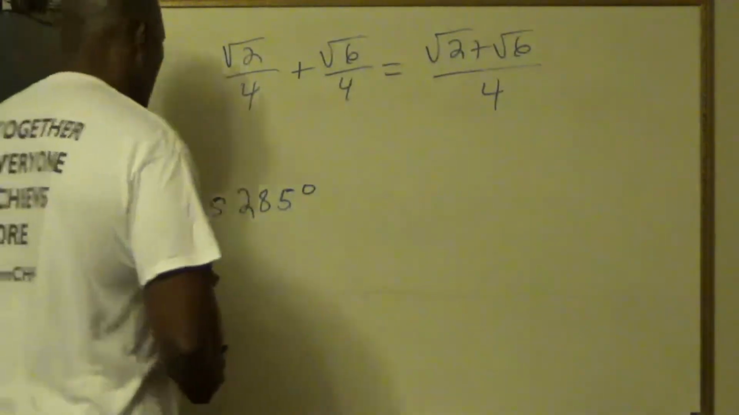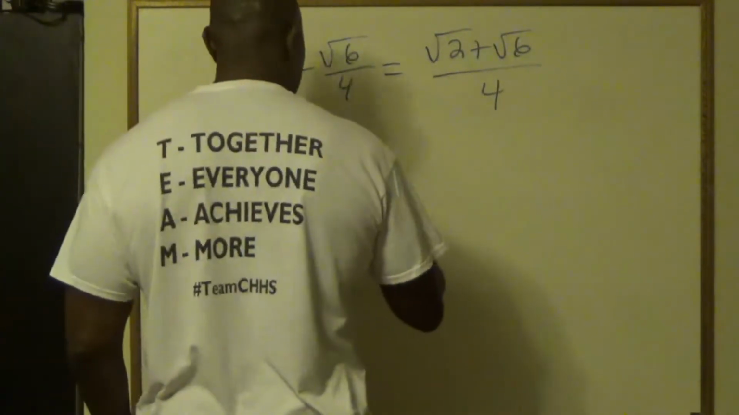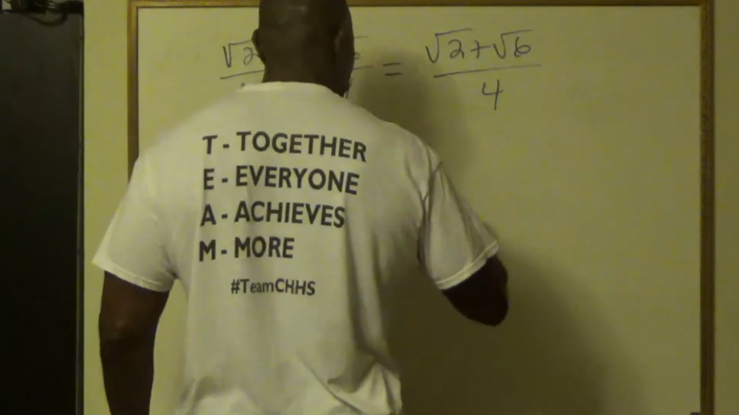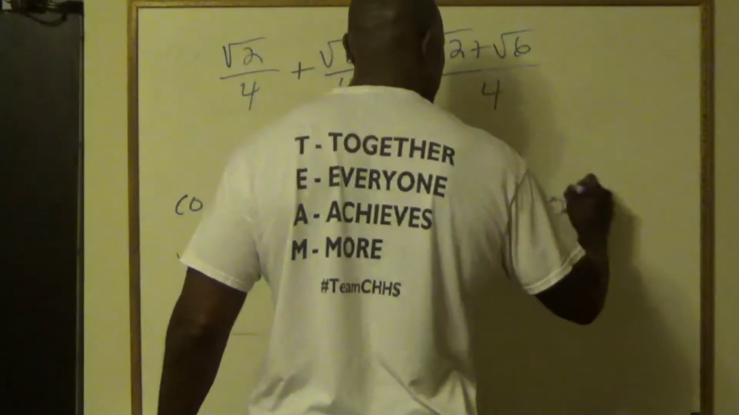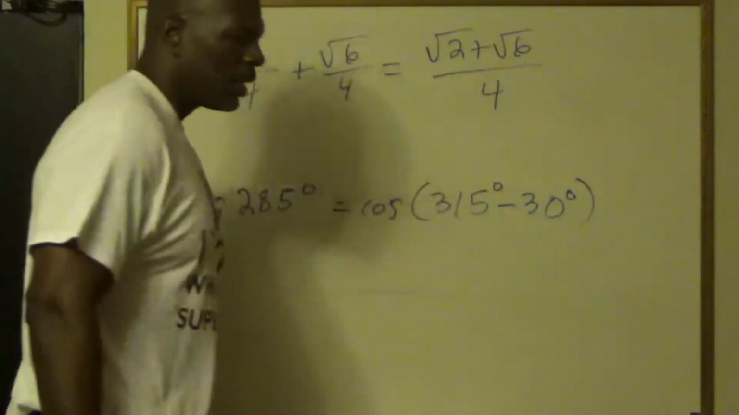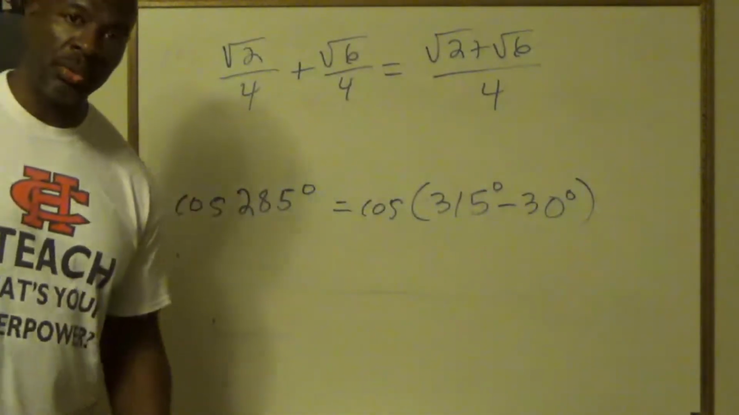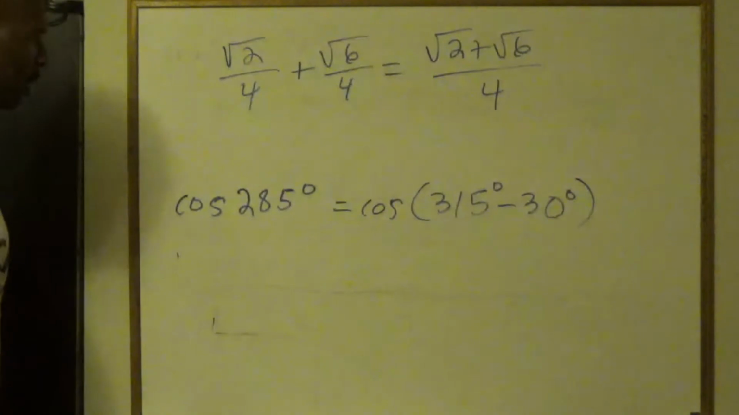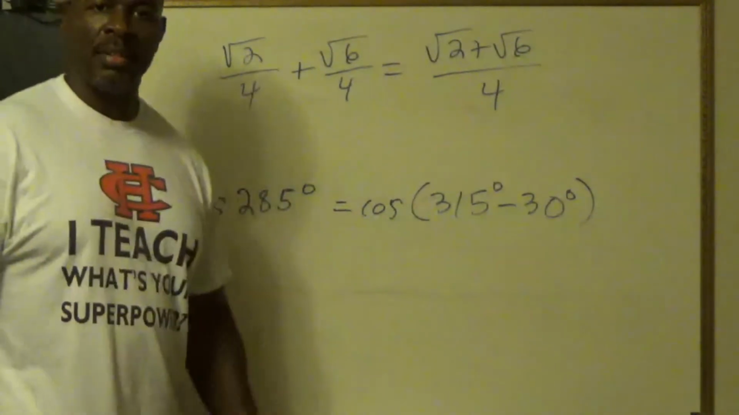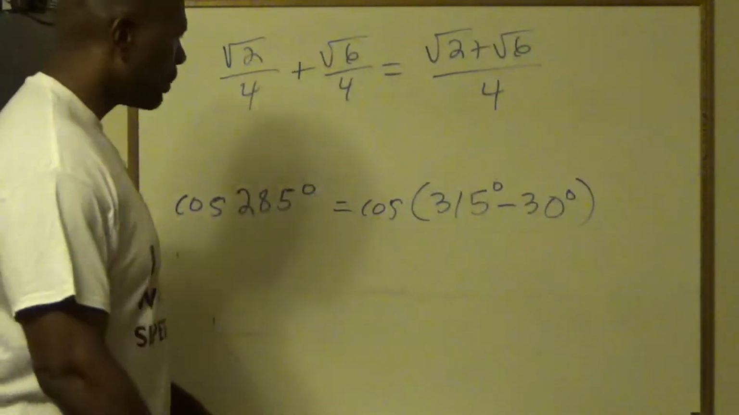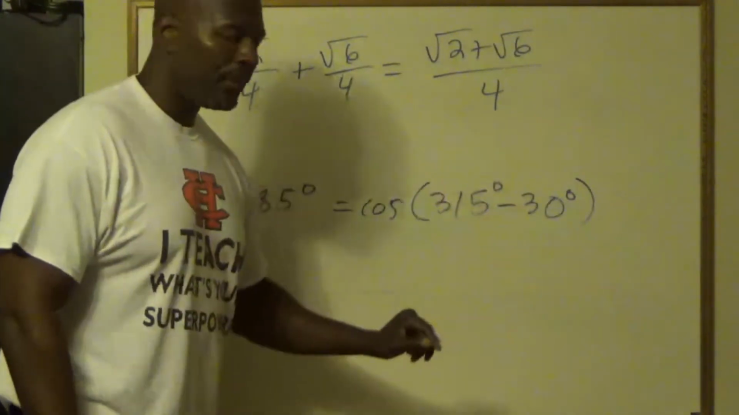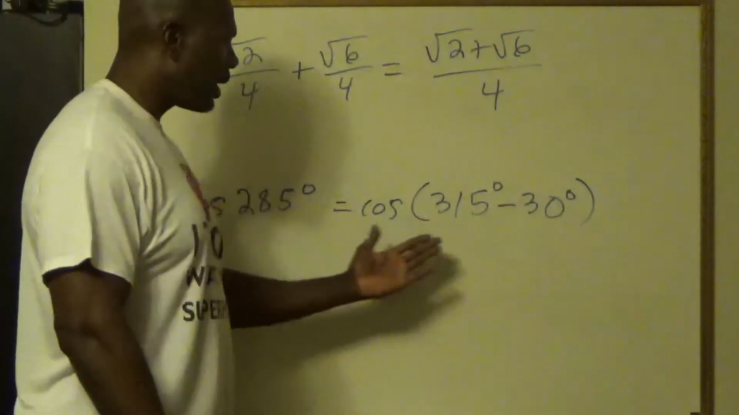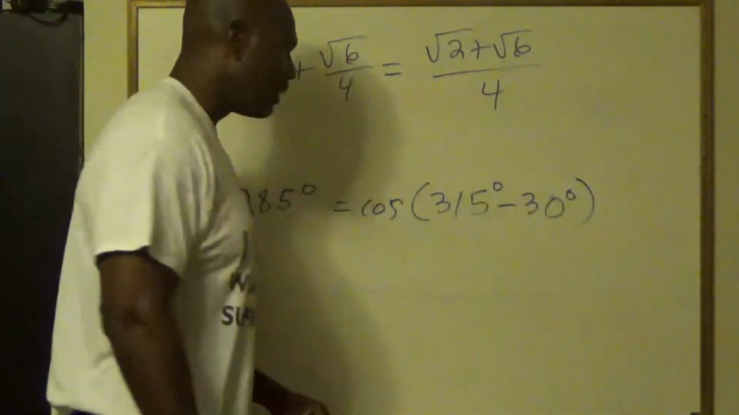But I'm going to think of 285 as 315 minus 30. I also could have done 225 plus 60, or 135 and 150. You get the picture. But I'm going to use 315 minus 30. So what I'm doing is a cosine difference identity.